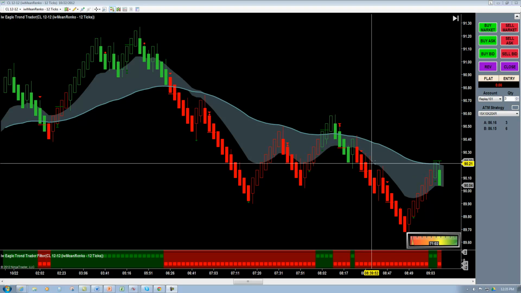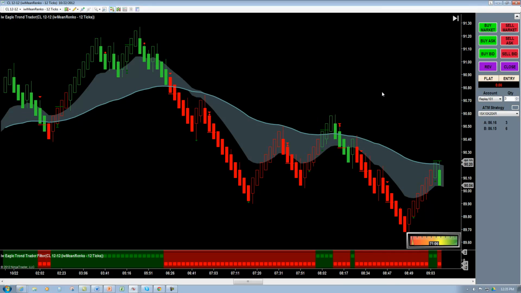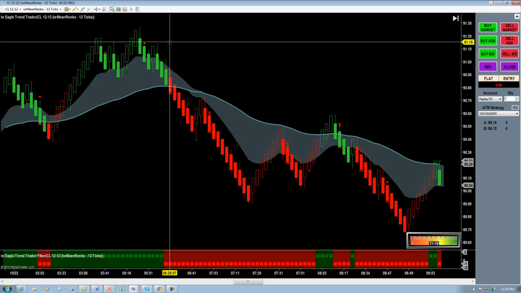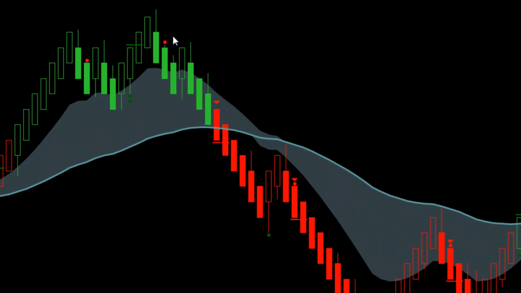So in this case here, I'd like to point out the first trade here on the Eagle Trend Trader. This is for the CL1212 contract, and we are talking about October 22nd here of 2012. What you're seeing here is the 7 o'clock open trade that I love to take right here. You see that price passes down below the band. We get a transition here. Soft edge transitions across the hard edge.